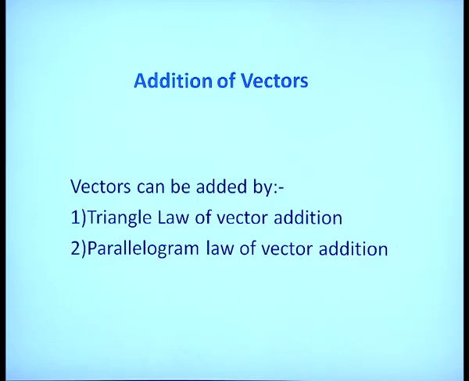Now, how can we add two vectors? So, now we will learn about addition of vectors. Vectors can be added by the triangle law of vector addition or the parallelogram law of vector addition. When we add vectors, we can always add two vectors of the same type. For example, we can add two velocity vectors or two force vectors, but we cannot add two different kinds of vectors. For example, we cannot add a velocity vector to a force vector.